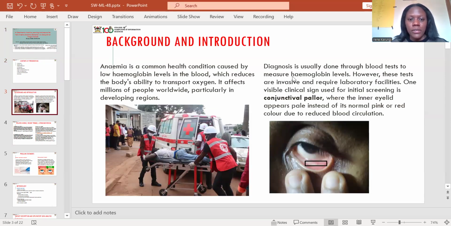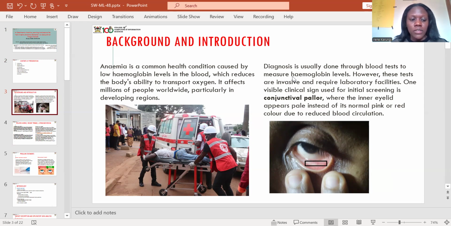So the background and the introduction. Anemia occurs when the body has insufficient hemoglobin to transport enough oxygen in the blood. This condition can cause fatigue, weakness, dizziness, and in severe cases, it can become life-threatening. The condition affects millions of people globally, especially children and pregnant women in developing countries. Currently, diagnosis mainly depends on blood tests, which are accurate but invasive and sometimes expensive.